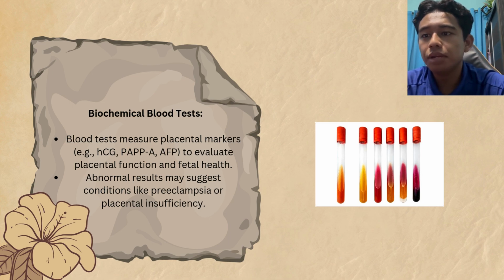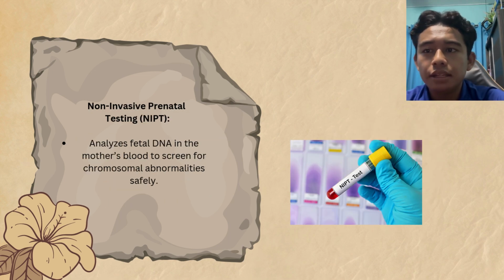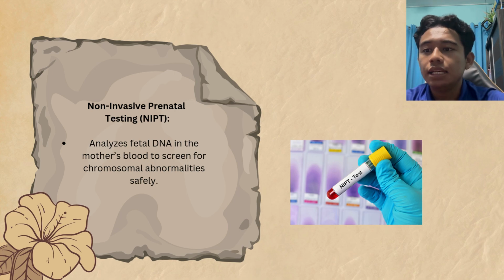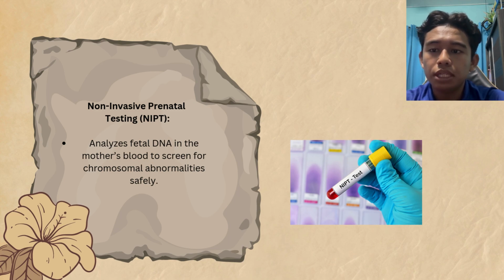Biochemical blood tests. Blood tests measure placental markers, e.g. HCG, PAPP-A, AFP, to evaluate placental function and fetal health. Abnormal results may suggest conditions like preeclampsia or placental insufficiency. Non-invasive prenatal testing or NIPT analyzes fetal DNA in the mother's blood to screen for chromosomal abnormalities safely.